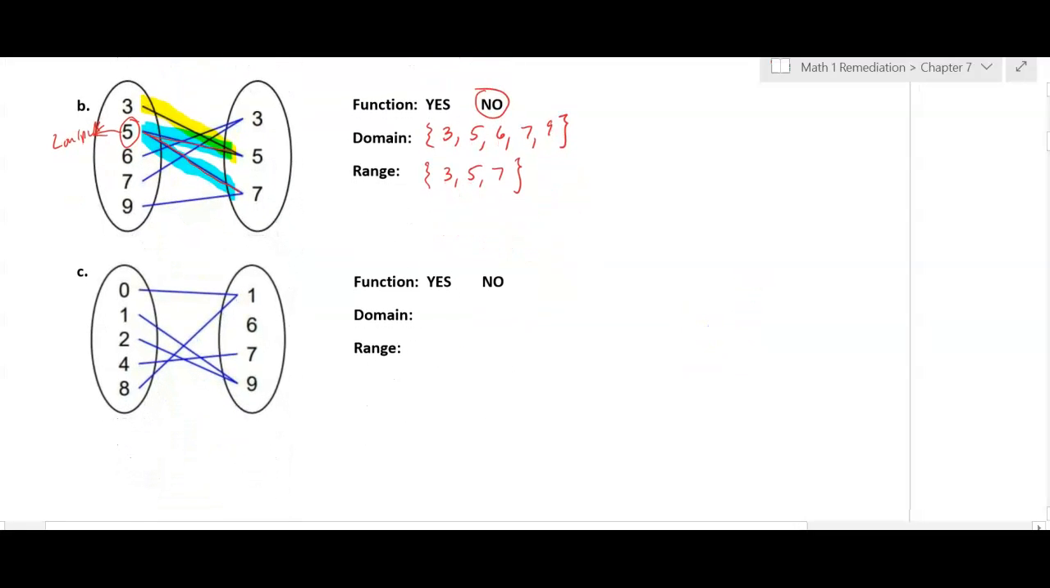All right, to go through this one, each of these inputs has exactly one output, so that would be a function. Our domain would be 0, 1, 2, 4, and 8, and the range would be 1, 6, 7, and 9.